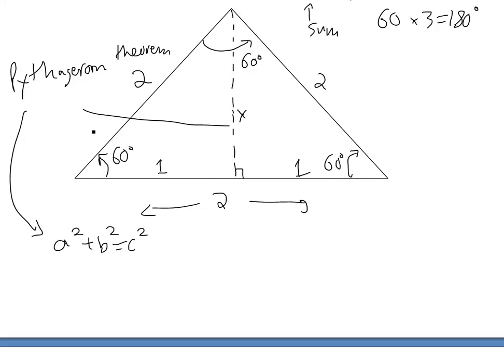my bad, sorry, I made a mistake. The x is actually one of these sides, so the 2 is c. So we'll go 2 squared equals, and then a is 1, let's say, plus x.